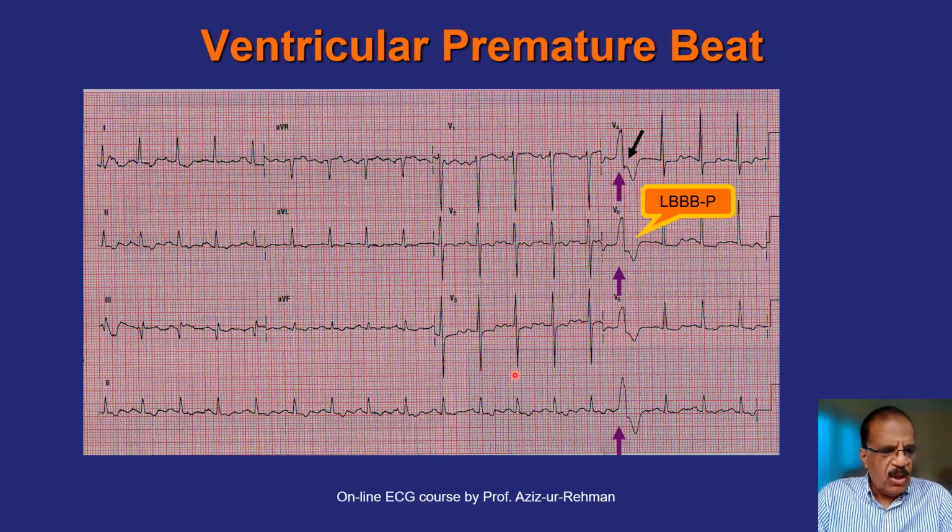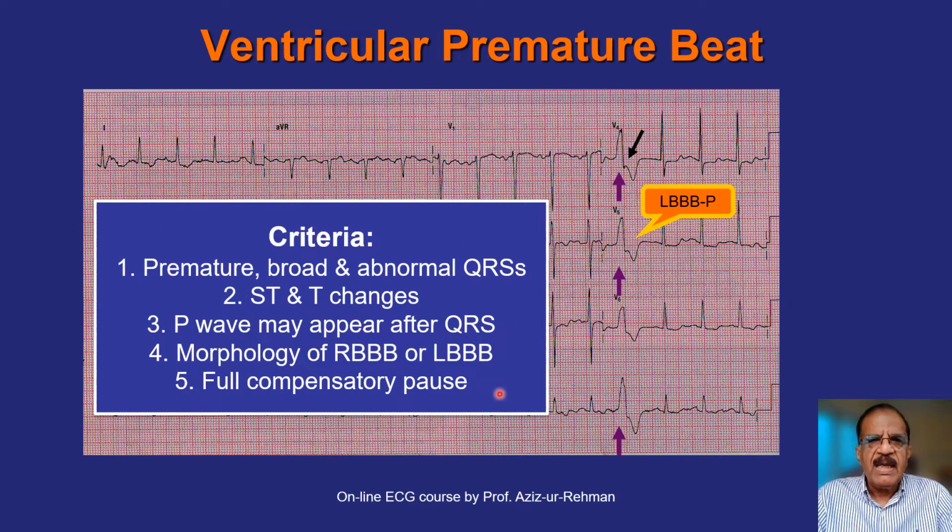Okay. Now let me give you the criteria and then I will explain all these points one by one. The criteria are: a ventricular premature beat is premature. That means it comes earlier than its expected time. And this beat has come earlier than its expected time. The sinus beat was expected somewhere here after this period.